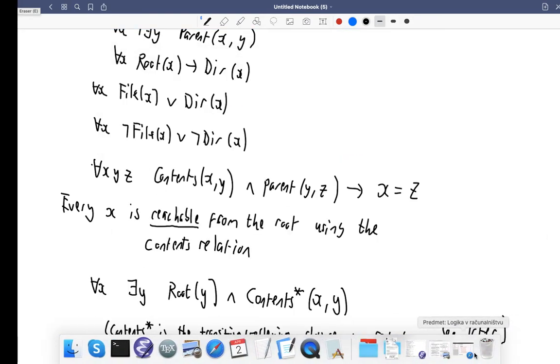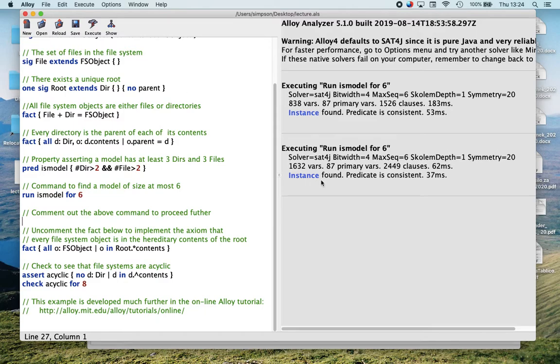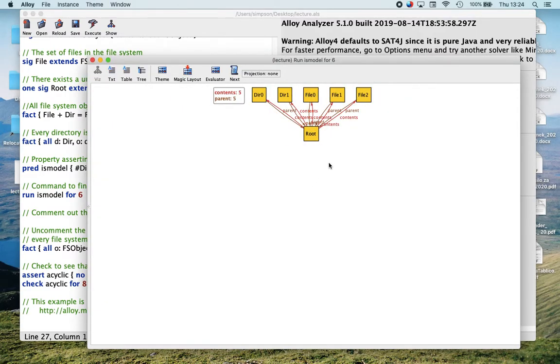So let's go back to Alloy. And now I've added this fact, and let's save that and then execute again. And now an instance is found, and now it looks a little bit more like we would expect. Here we've got one root and the other two directories. So it's a flat directory. The root is the only directory that has contents. The other two directories are empty, and the files are also in the same root directory.